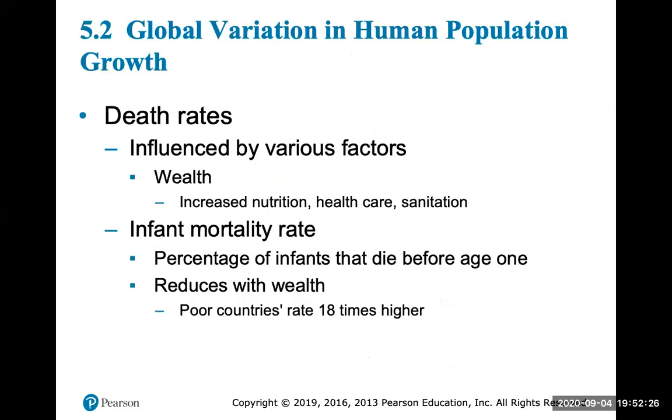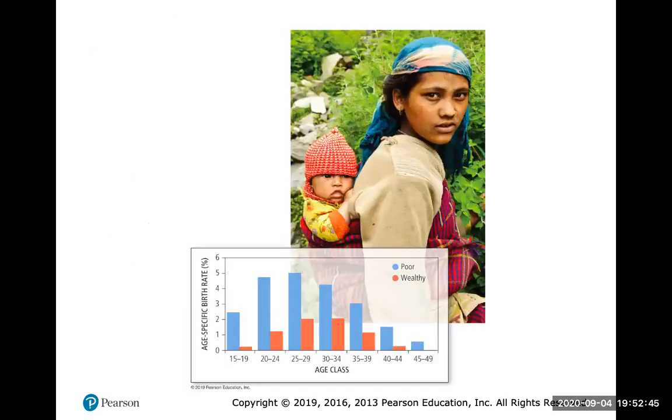Death rates are also influenced by wealth, because if you're wealthier, you have access to better nutrition and usually cleaner water. Infant mortality rate is the percentage of infants that die before age 1, and this is also reduced with wealth because they're able to provide better pre- and postnatal care. So this is a look at poor and wealthy women by age class and their age-specific birth rates. You can see how the age-specific birth rate decreases the wealthier you get.